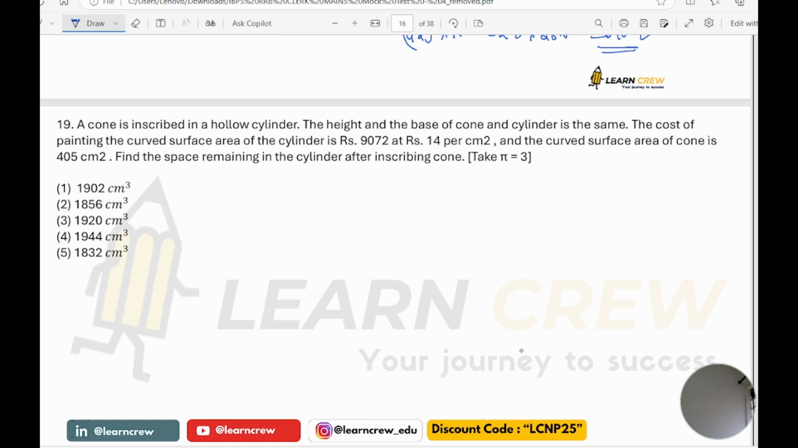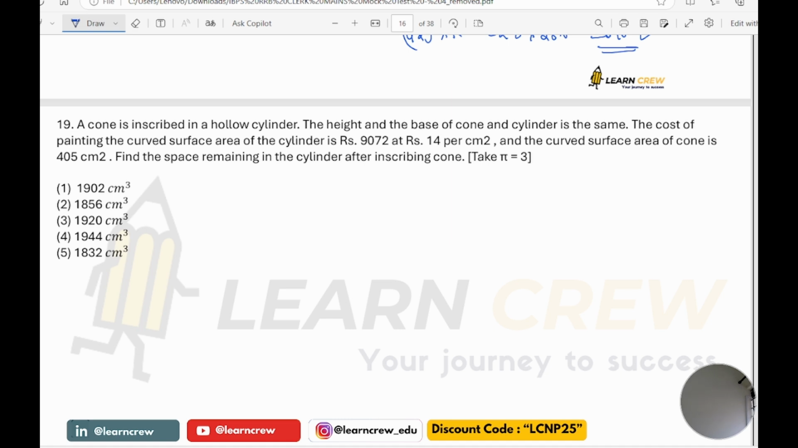A cone is inscribed in a hollow cylinder. The height and base of the cone and cylinder are the same. The cost of painting the curved surface area of the cylinder is 9072 at 14 rupees per centimeter square, and the curved surface area of the cone is 405 centimeters square. So find the space remaining in the cylinder after inscribing the cone. Let L be the slant height of the cone, R the radius and H the height.